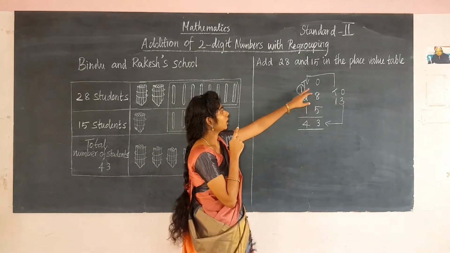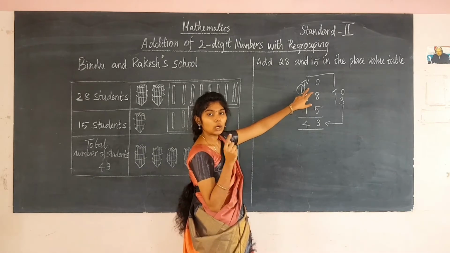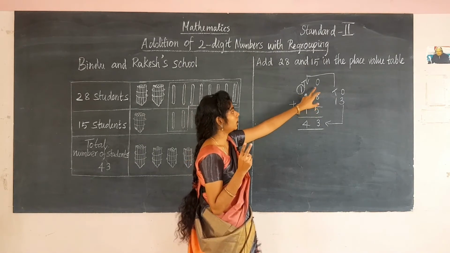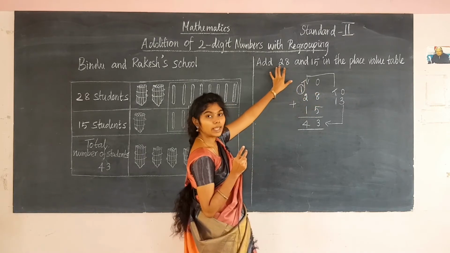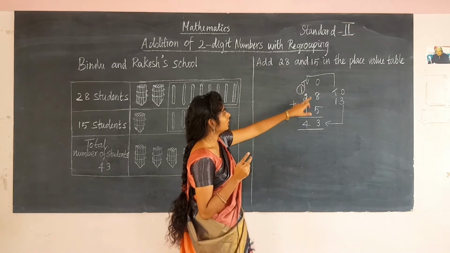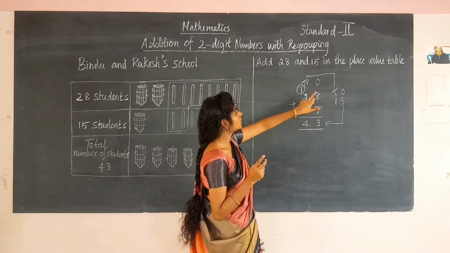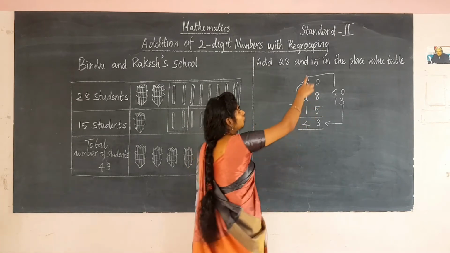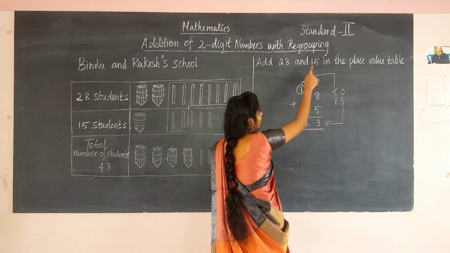First we have to give the place values up to tens because it is a 2-digit number. So you are writing up to tens. Then you have to place the values. 28 here in the places: 8 in the ones, 2 in the tens. Then 15: 5 in the ones and 1 in the tens.